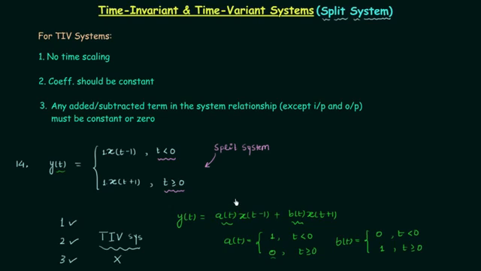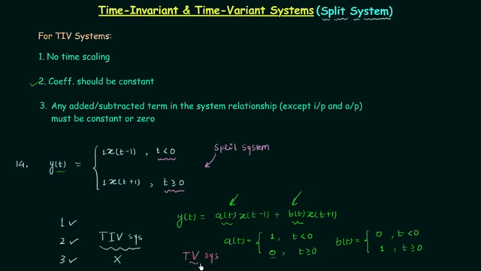You can clearly see we have two coefficients, a(t) and b(t), and according to condition number 2, the coefficients should be constant. But here a(t) is not a constant coefficient and b(t) is also not a constant coefficient. They are time dependent. You can see the definitions. So condition number 2 is violated for this particular system relationship, and therefore the system is time variant. The actual, correct answer is time variant.